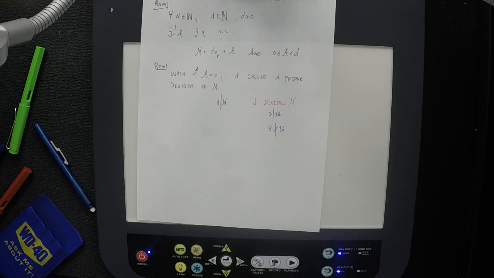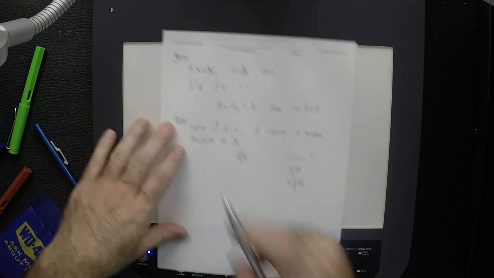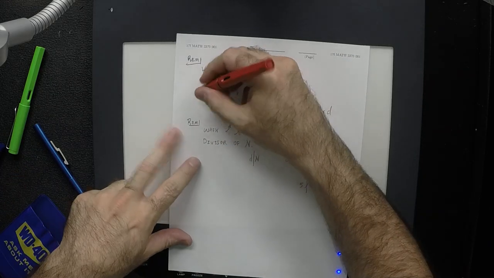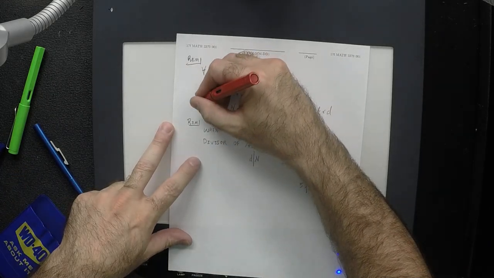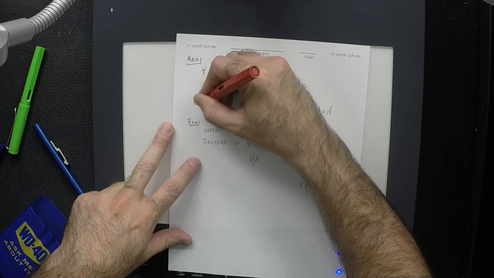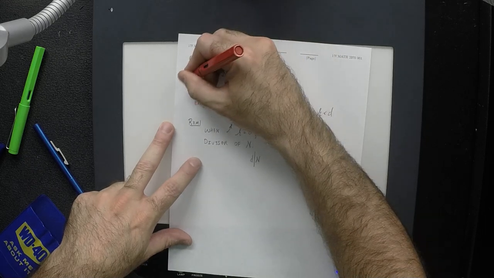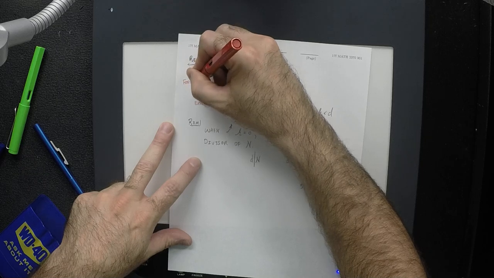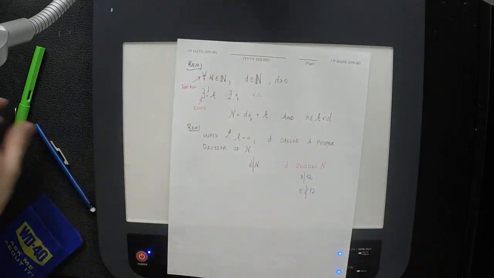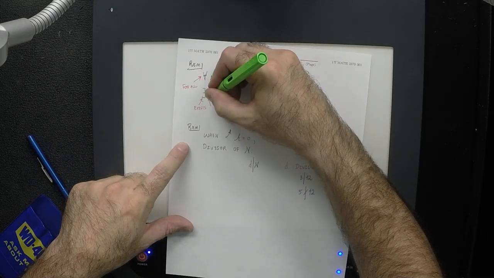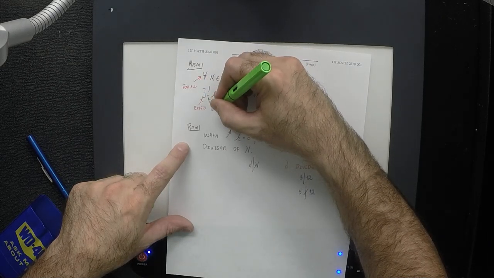Yes? Would you say one more time what those backwards E's were again? And just say them in English. Uh-huh. This one is exists. This one is for all. And then this exclamation point modifier on the existence quantification signifies uniqueness.